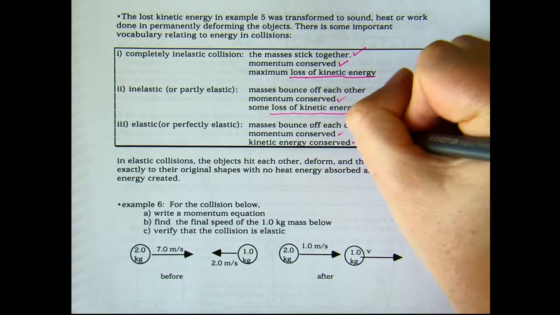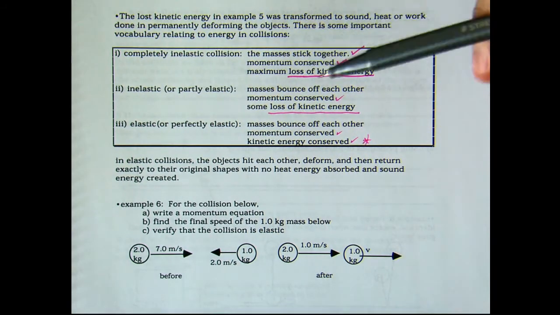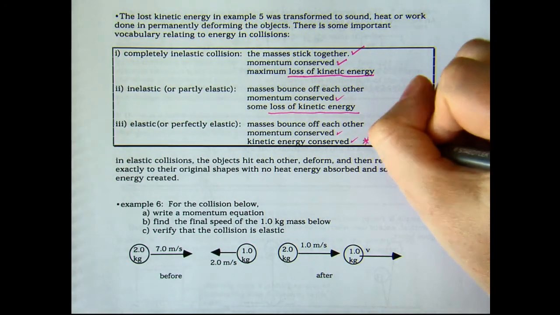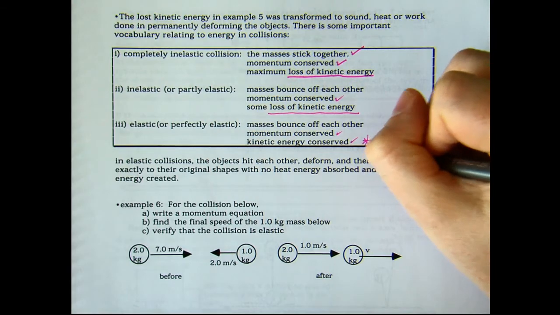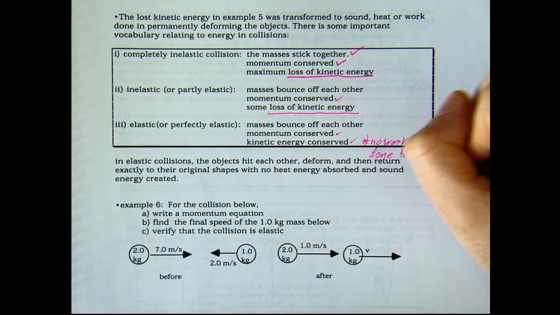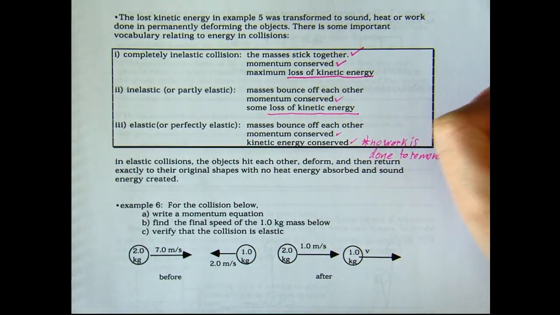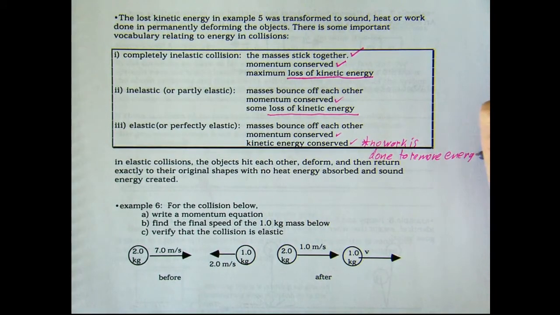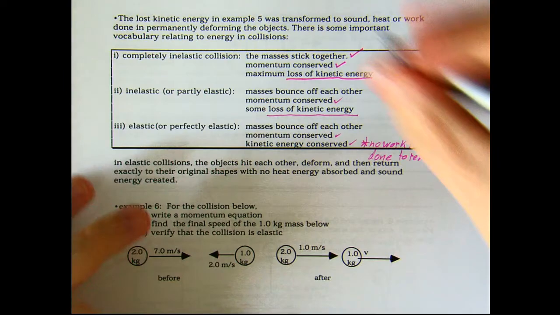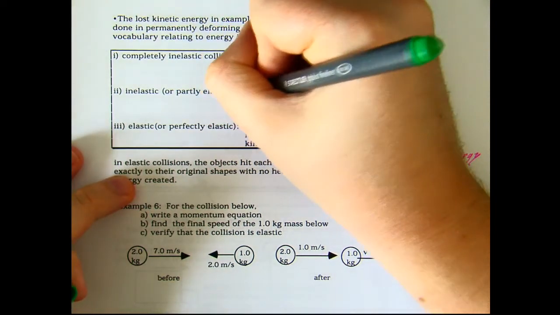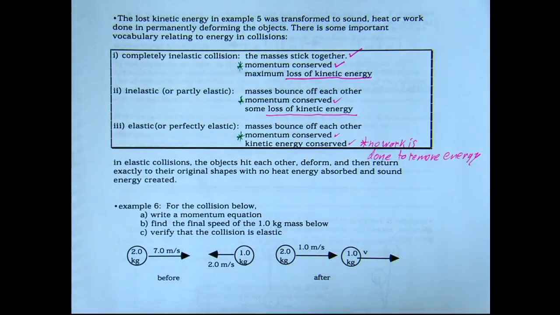So in the perfectly elastic collision, no work is done to remove energy. What I want you to notice here, though, is that in all three types of collisions, momentum is always, always, always conserved, and conservation of energy can vary.